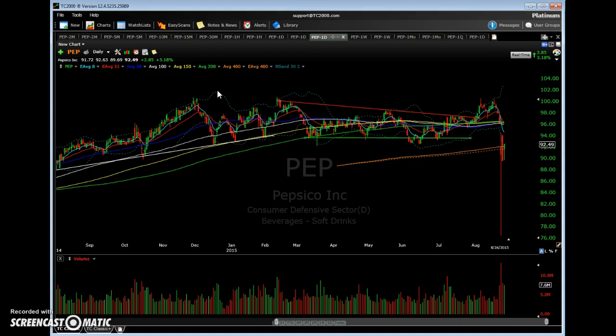And usually, if a stock is really coming down hard, I may take a look at the weekly to see if there's a support area coming up for that particular stock.